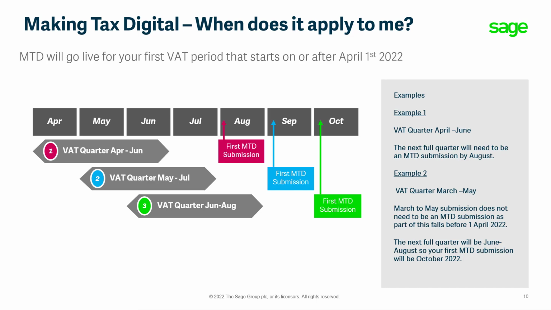If, however, your return runs from March to May, then your May submission can still be submitted as usual. It will be your June to August return which falls under Making Tax Digital rules and will need to be submitted by October the 7th, 2022.